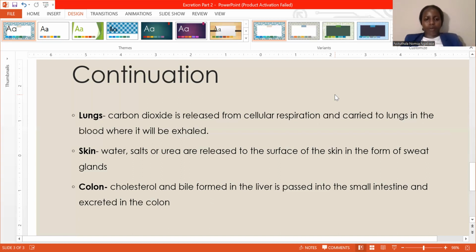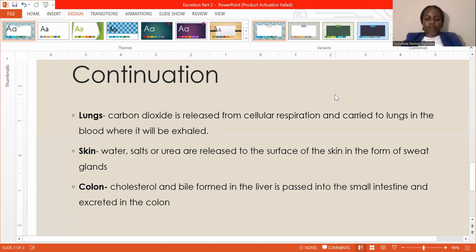Your carbon dioxide. Then the next organ that we have there is known as the skin, right? So when it comes to the skin, it's going to excrete different substances. For example, you're going to have water, which is a compound that is going to be excreted. You're going to have your salts, and you're also going to have your urea.